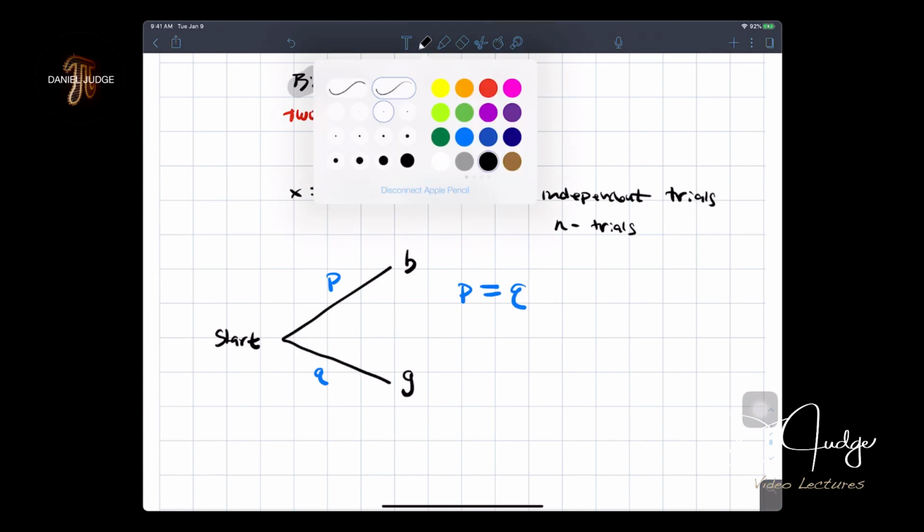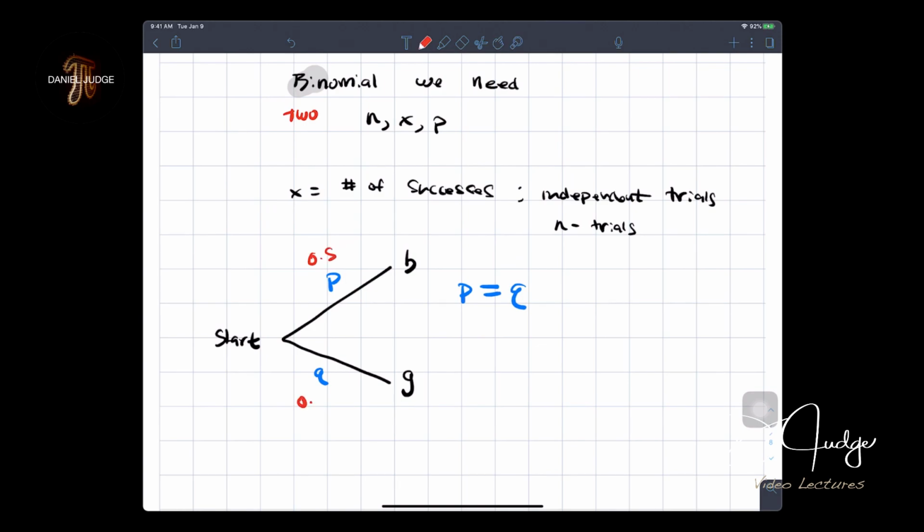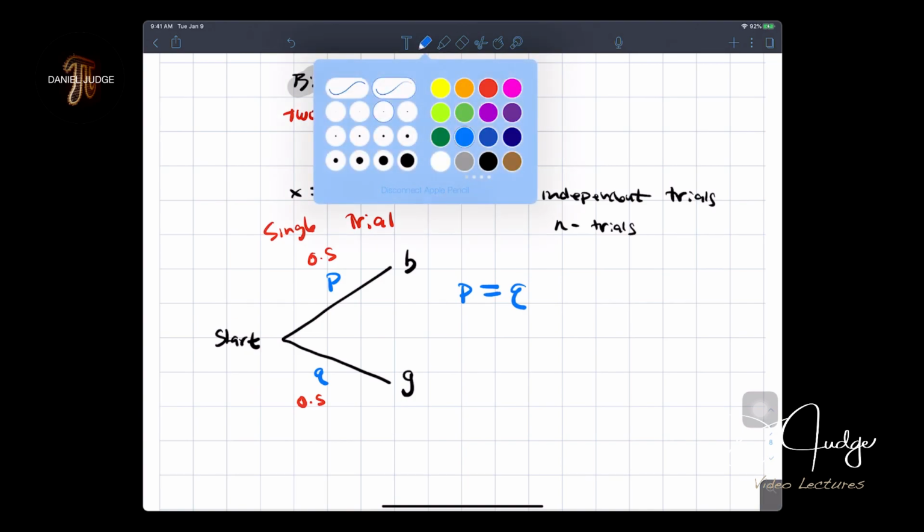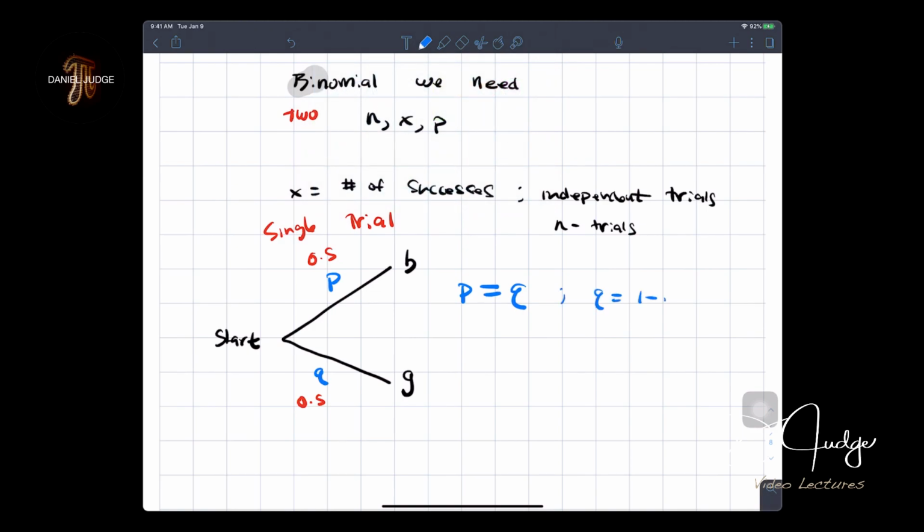So you said, okay, I remember this is what we work with, having boys and girls. And again, this is for a single trial. 1 trial. Well, in this case, P equals Q because they're complements. Remember that? Q is 1 minus P. Also, just so you guys know, true-false questions, if you have to guess. There's 2 outcomes, true, false, P equals Q. Flip a coin, heads, tails, P equals Q. So you have the idea that P always equals Q.